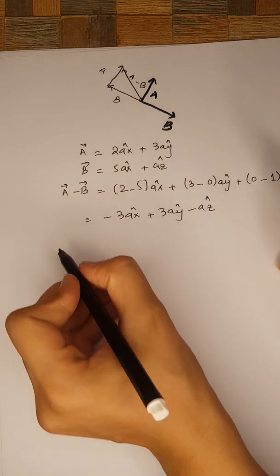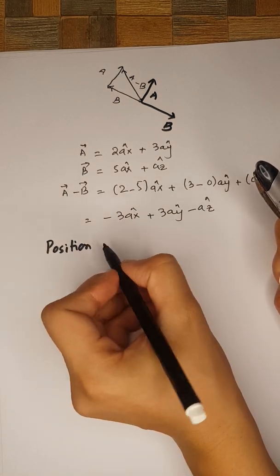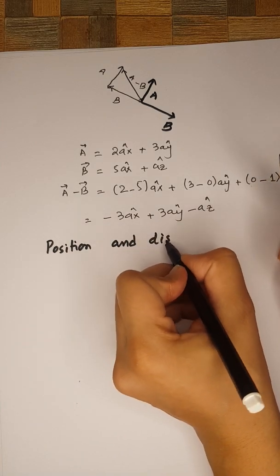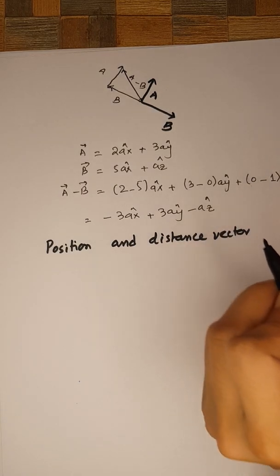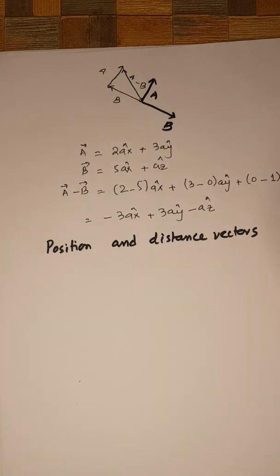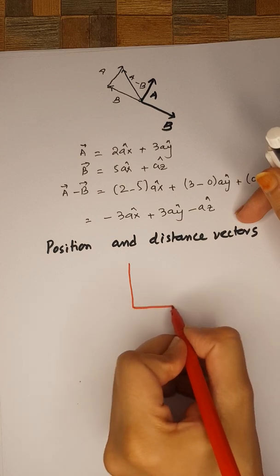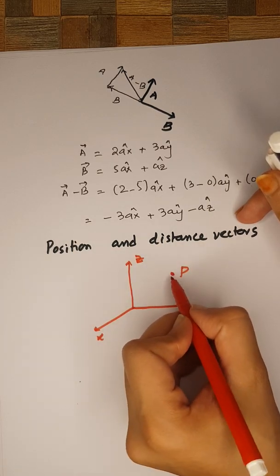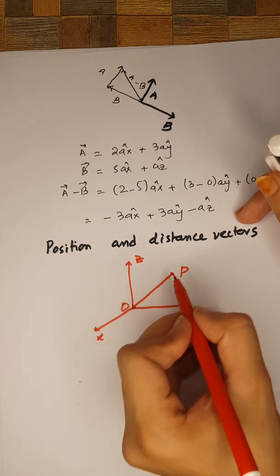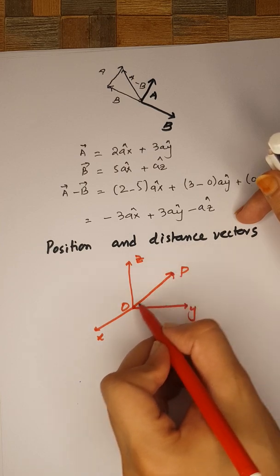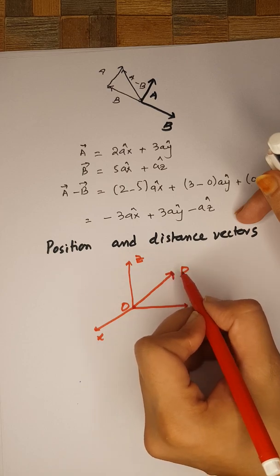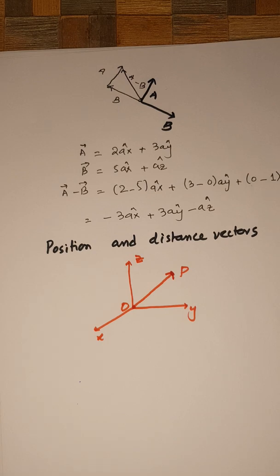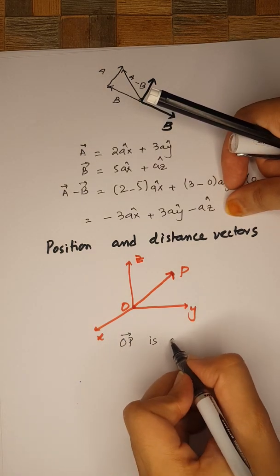Okay, now let's just discuss the position and the distance vector. Let's assume that we have x, y and z axes, and there is a point P that is connected with the origin. Any vector whose starting point is at the origin represents the position vector. So OP here is the position vector.